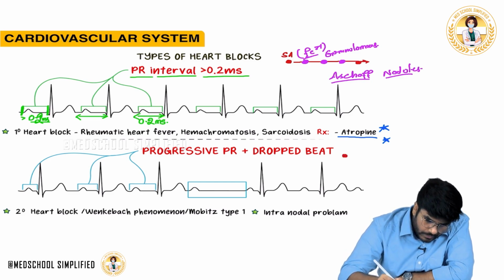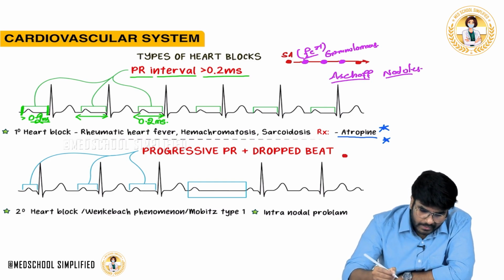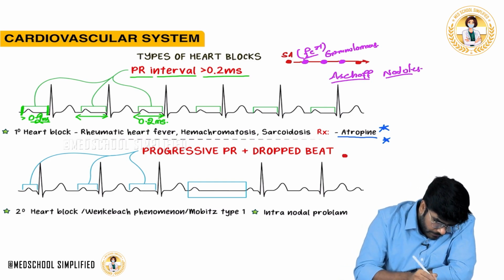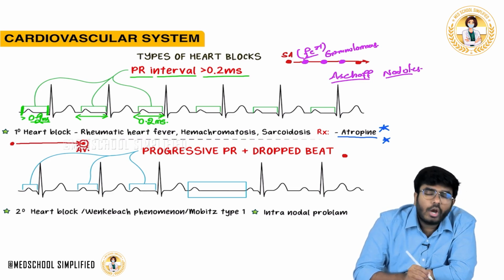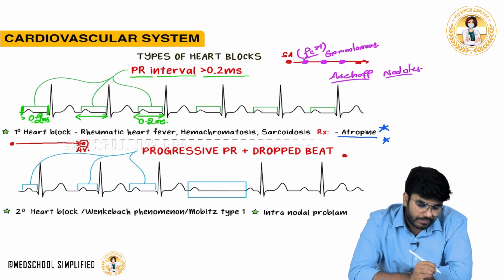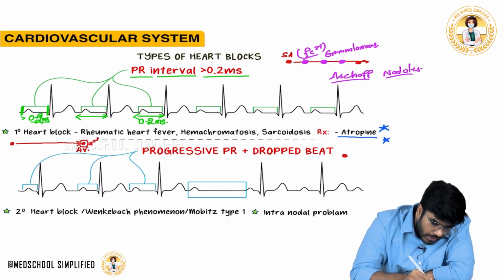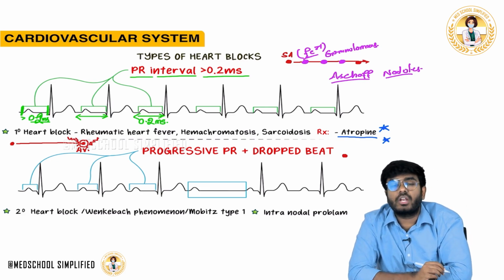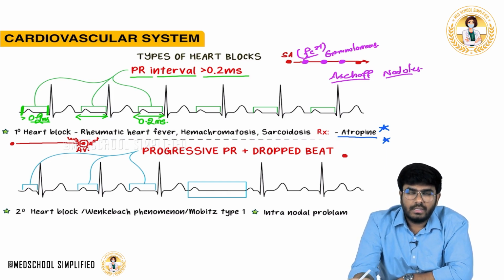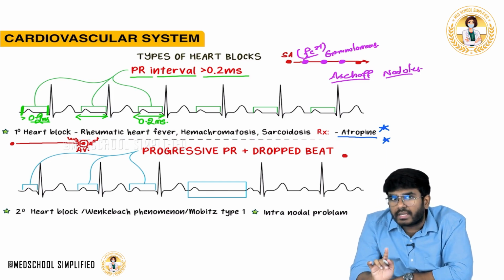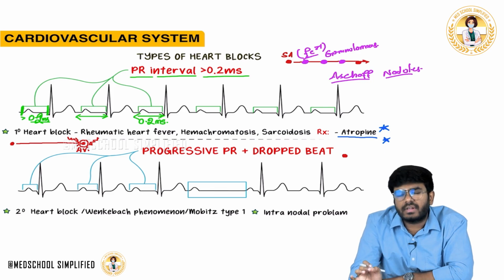Let me draw here. This is the SA node. Here is the AV node. The conduction pathway is absolutely normal, but this AV node is not conducting the action potential properly. This AV node got damaged, because of some drugs or some toxins or alcohol. Because of some reason, the AV node got damaged. It's not allowing the impulse to go through the AV node properly, but still it is working. Not complete damage, still it is working.